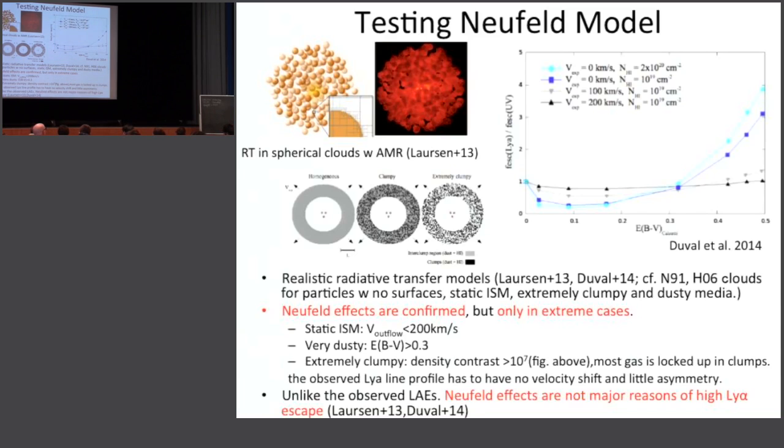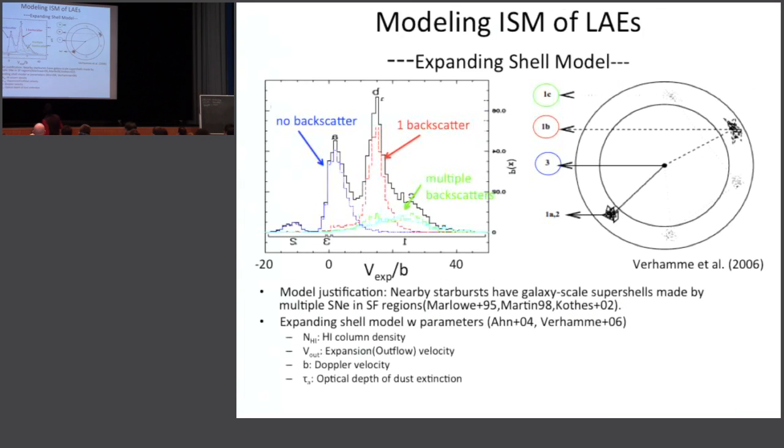So it sounds very unrealistic. So the bottom line is that Neufeld effects exist, but this is not the major reason to explain the high equivalent width of Lyman-alpha emitters. I think this is the general agreement in this field, but I'm not sure. But let's discuss. Okay. And now I talked about the modeling of the Lyman-alpha emission line.